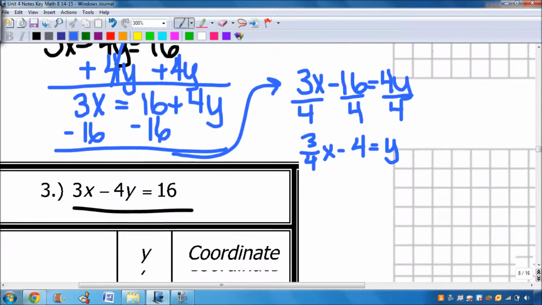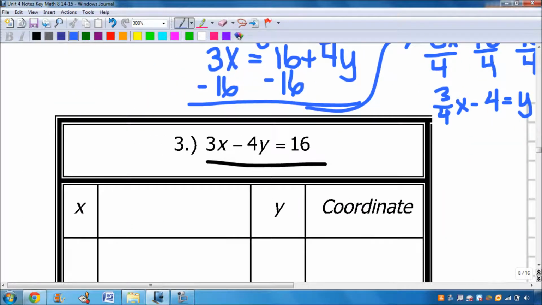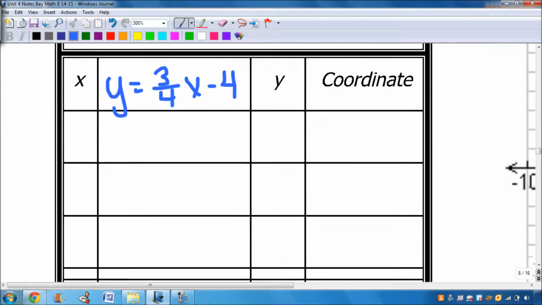That's what goes right inside of this box right here. So I'm going to say y equals 3/4x minus 4. Now, here's where you've got to be really careful. Again, you can choose any x values you want. It's totally up to you. But here's the thing that I strongly suggest you do.